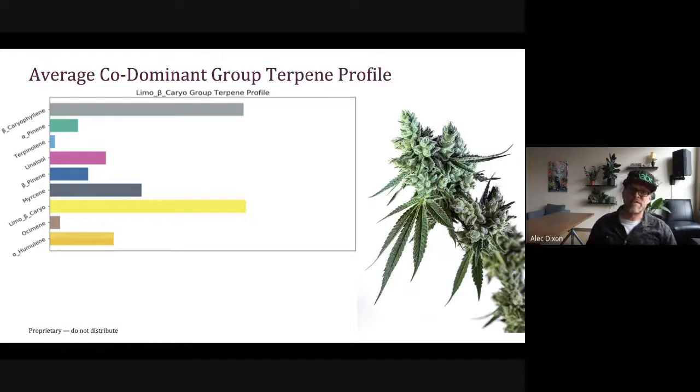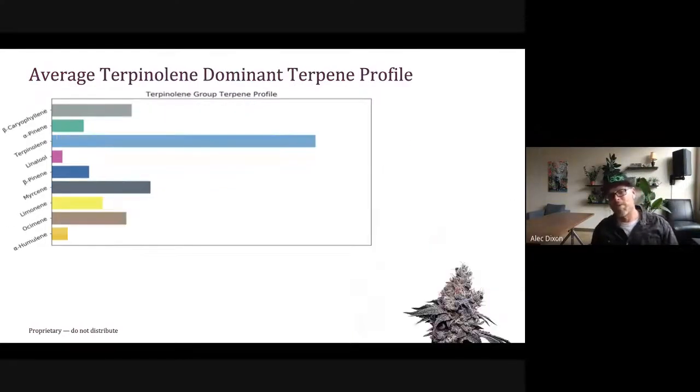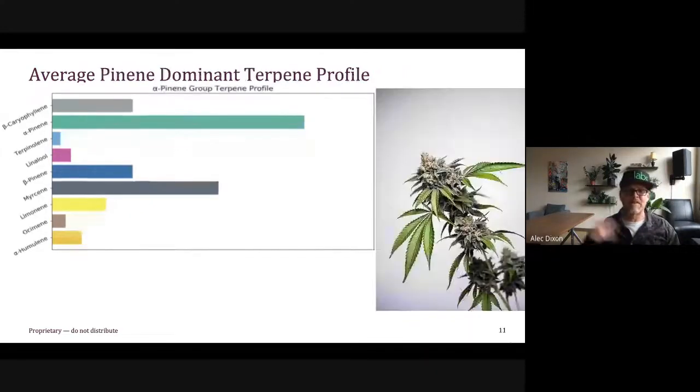Then that shifts us into the terpinolene group. Terpinolene, as you can see, is primary, with very low to no other secondary or tertiary terpenes in relation. But this is the realm of what has so often been described as sativa: stimulation, uplifting, cerebral. This is all the strains like Jack, Trainwreck, Sage, Durban, all the classic hazes.